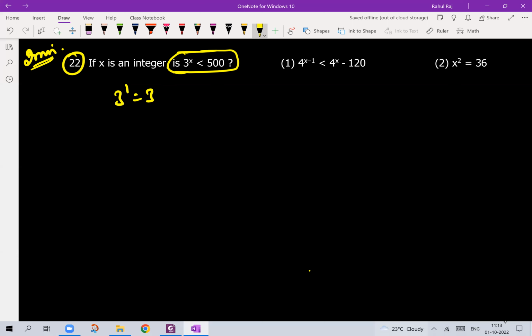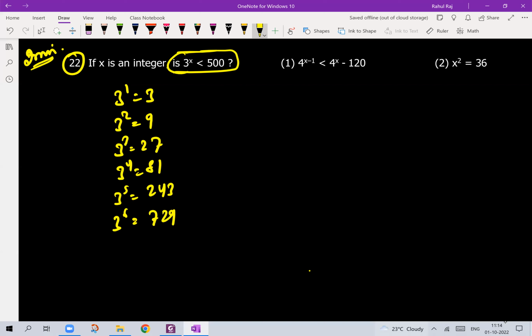We need to find out for what values 3 to the power x is less than 500. So if I take 3 squared, it is 9. If I take 3 cubed, it is 27. If I take 3 to the power 4, it is 81. If I take 3 to the power 5, it is 243. Just multiply by 3 each time. If I take 3 to the power 6, it is 729. So my question is asking whether 3 to the power x is less than 500.